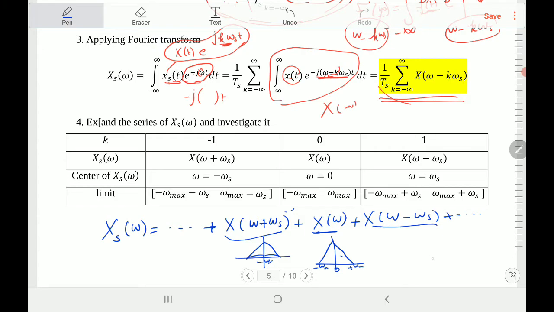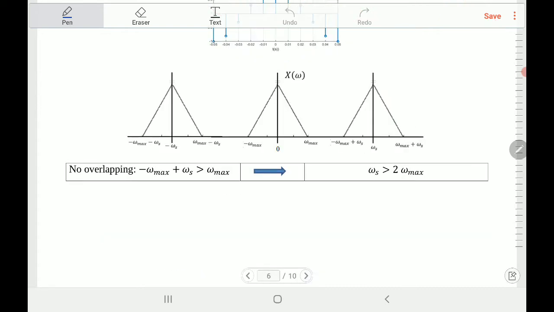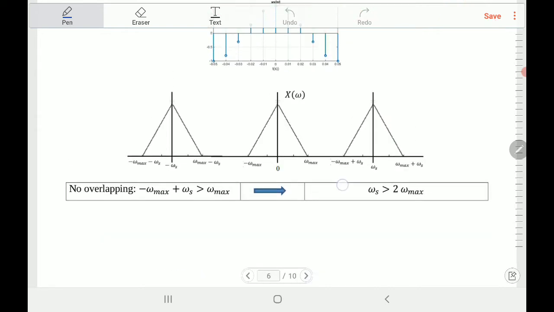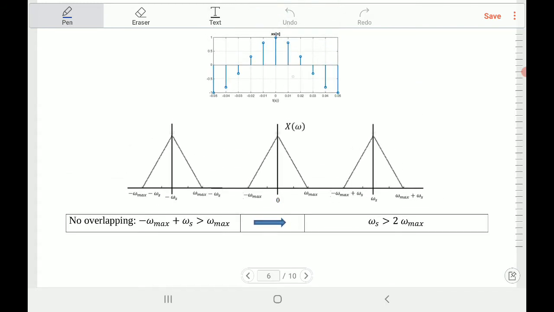Let's look at this one. Omega minus omega s equals 0, so omega is equal to omega s. So the center is at omega s, and then you sketch the same spectrum with the same bandwidth, which is omega max and omega max. So that will be omega s plus omega max, and this one will be omega s minus omega max. And you put them all in one graph. Let me show you the result here. That's what I put together. All right. That's the spectrum.